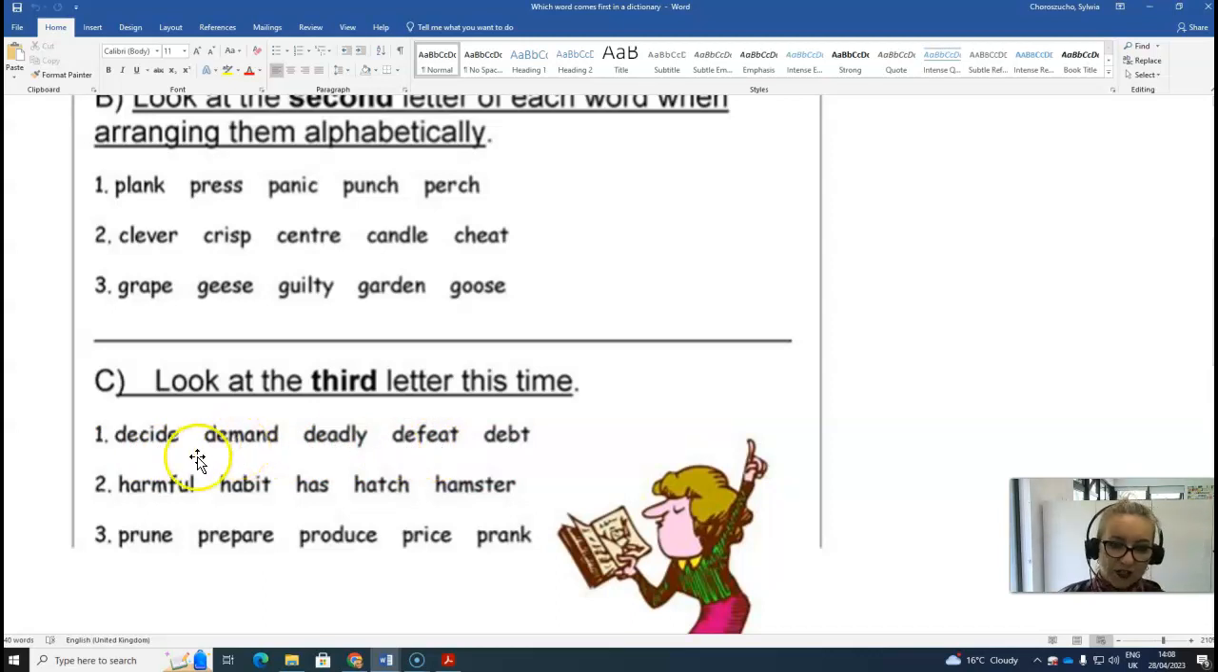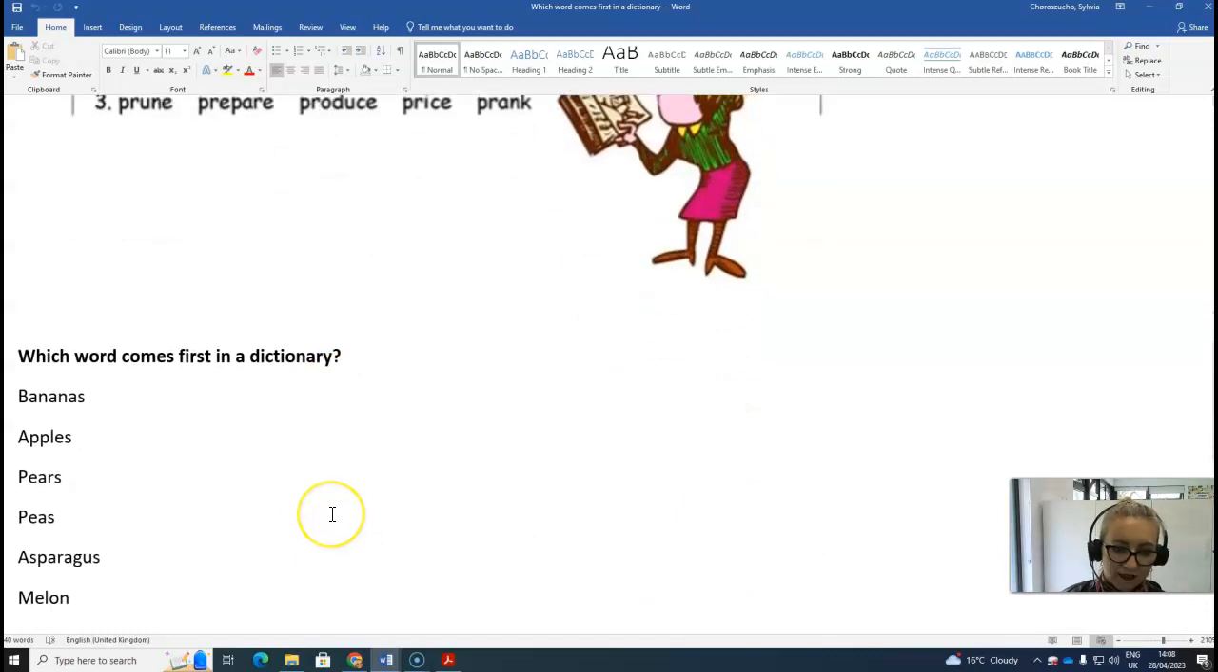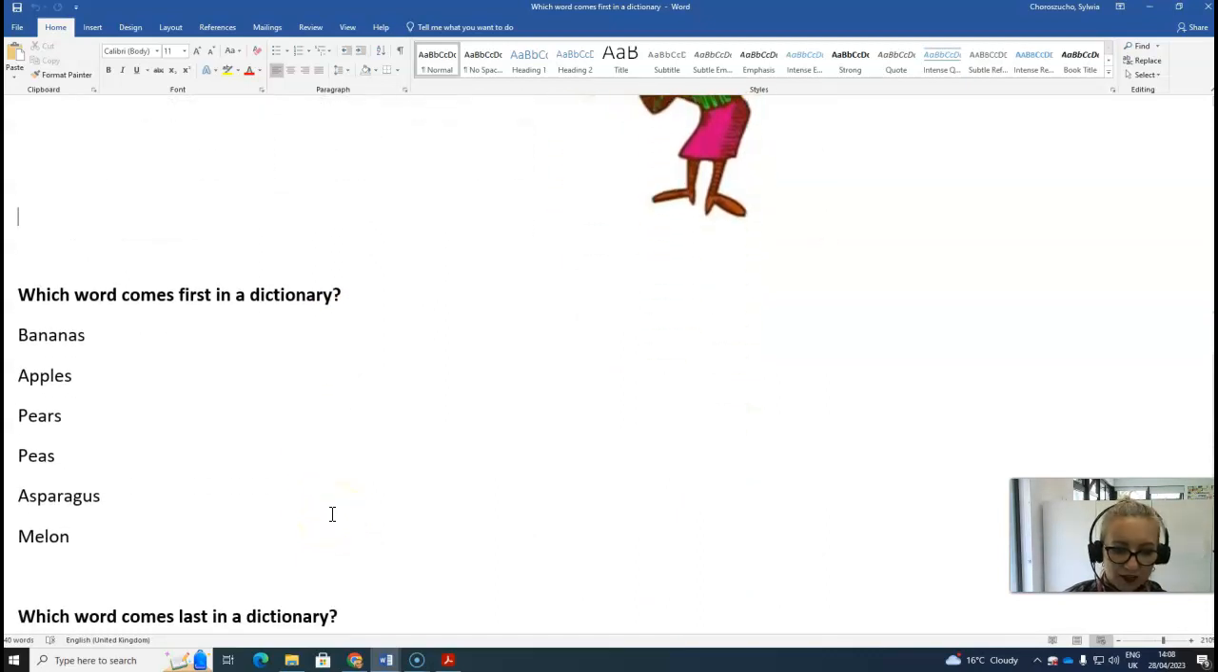Okay, so once we've got this, I want you to have a look at this question. Which word comes first in a dictionary? And you've got a list of words. To answer this question, you only need to tell me one word that would come first in a dictionary. So we look at the first letter: B, A, P, P, A, M. A is first in a dictionary. So we've got apples, but we also have asparagus.